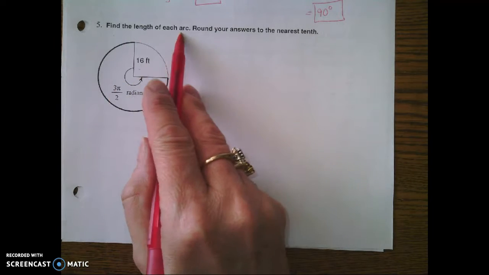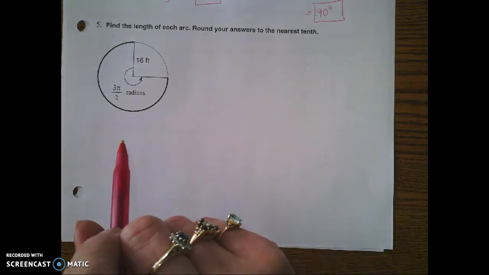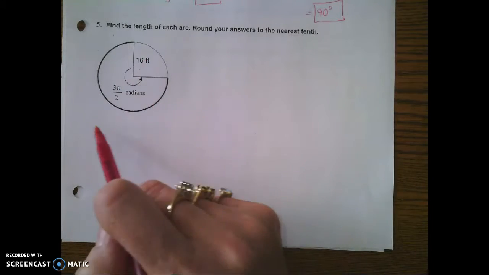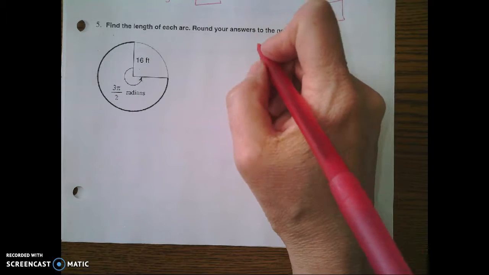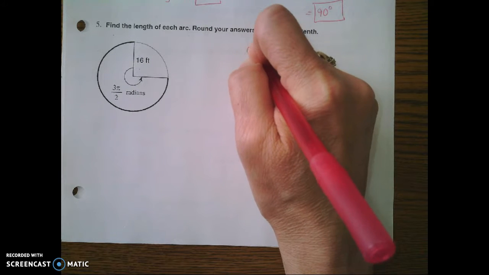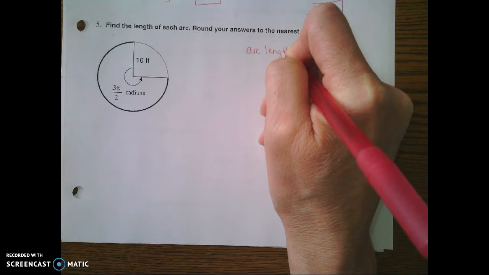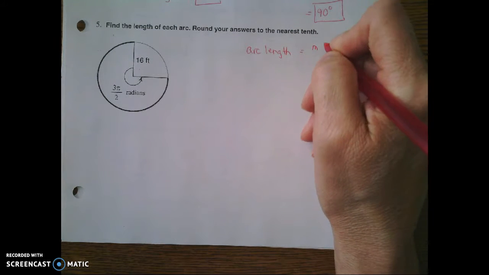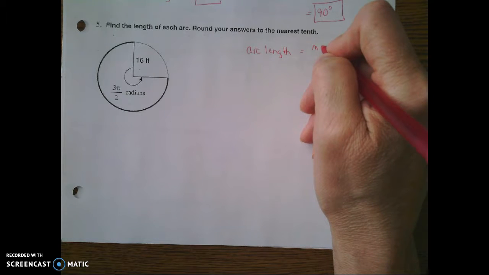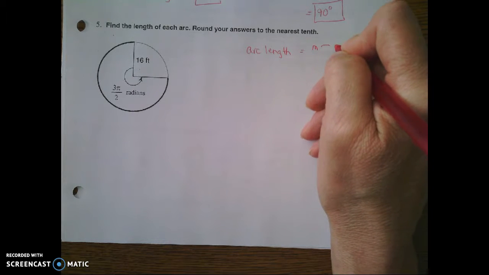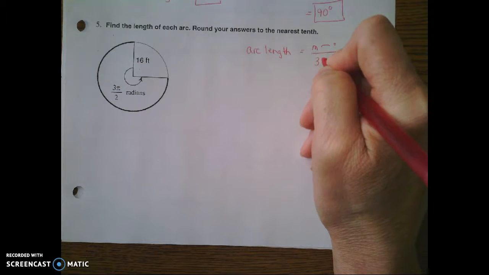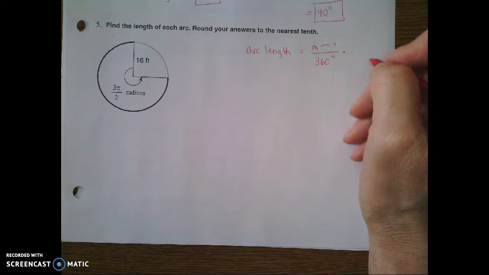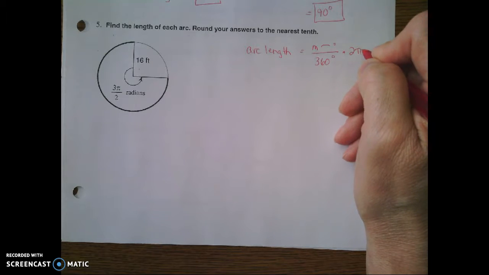Find the length of each arc. Round your answer to the nearest tenth. Okay, so first of all, let me review arc length. Arc length is the formula where we take the measure of the arc, that has to be in degrees, divided by 360 degrees, times its circumference, 2 pi r.